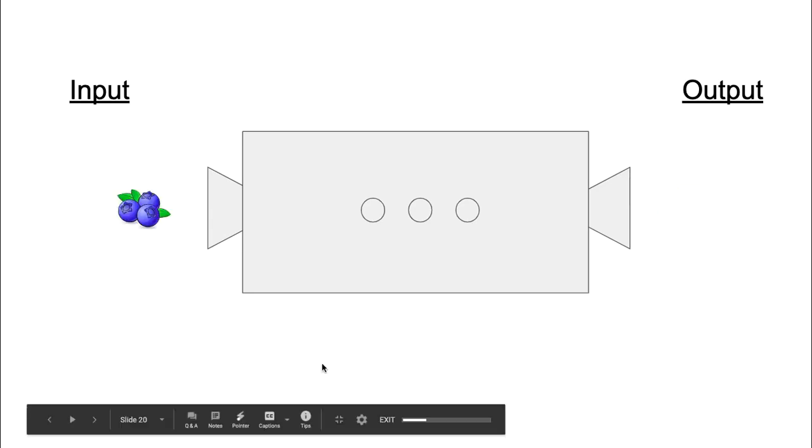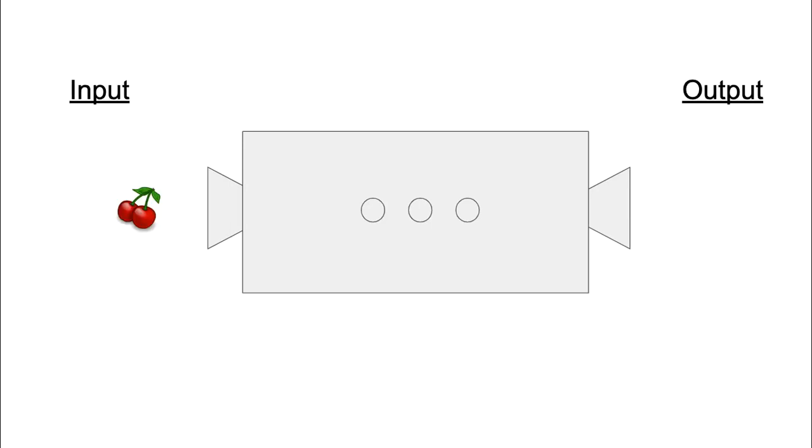What about if we had blueberries as our input? Let's put it into our function machine, and this time we get out a muffin. What about some cherries? Cherries are our input, put it through the machine, and this time we get out a pie again. Is that okay?